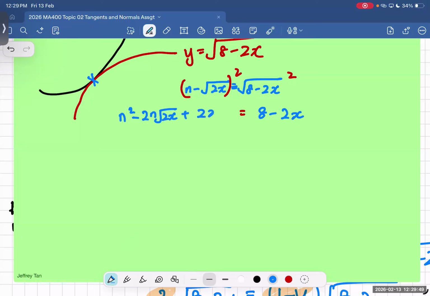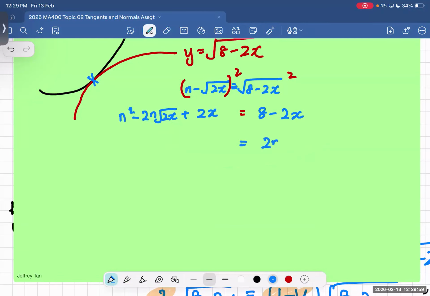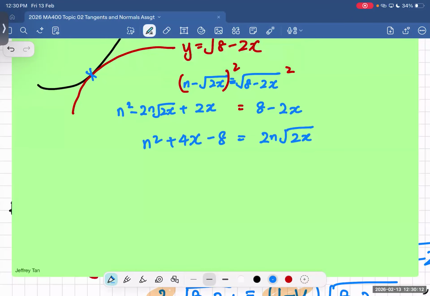I push everything to the right, or I just want to move this to the right. Very good. I move the 2n square root 2x to the right. I move x to the left, n squared. What do I do? Square again. Okay. Square again. So I square one more time.